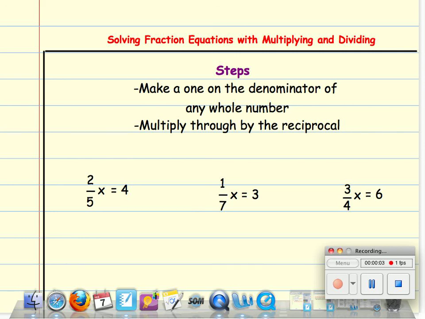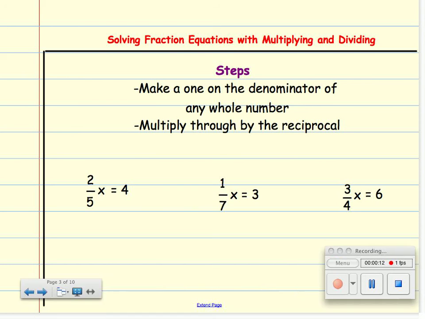We're going to solve fraction equations with multiplying and dividing. The steps for solving any kind of fraction equation: first, we want to make a 1 on the denominator of any whole number. A whole number means like a 3, a 4, a 5, anything that's not a fraction. That's always our first step. The second step is to multiply through by the reciprocal on both sides.